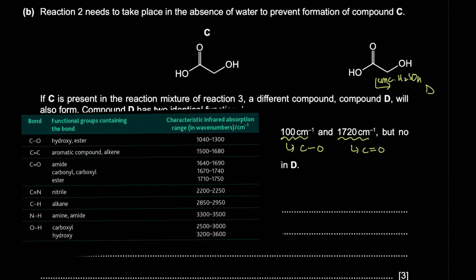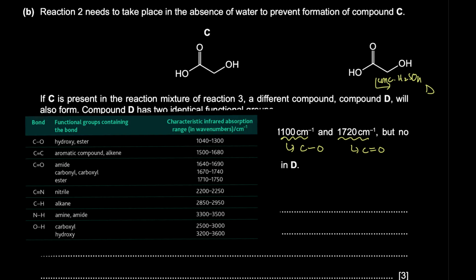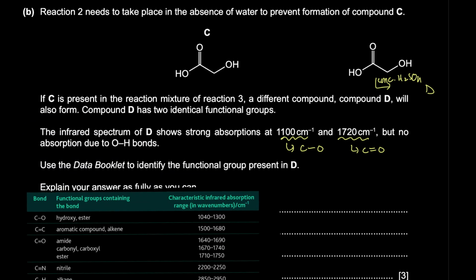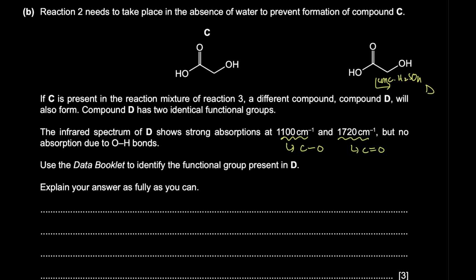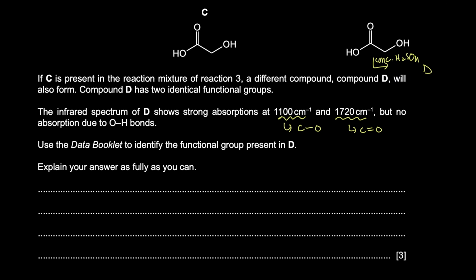Now this data will obviously be given to you in the exam, right? At around 1100 wave numbers you have the C single bond O, and around 1720 wave numbers you have the C double bond O. So what group do you think is present over here? We have C single bond O and C double bond O, but no OH group. It must be an ester linkage.